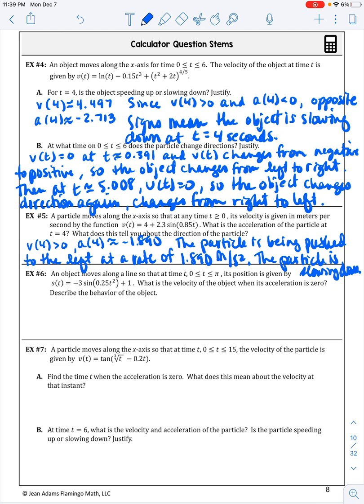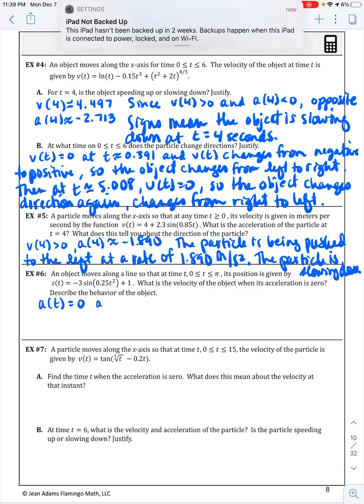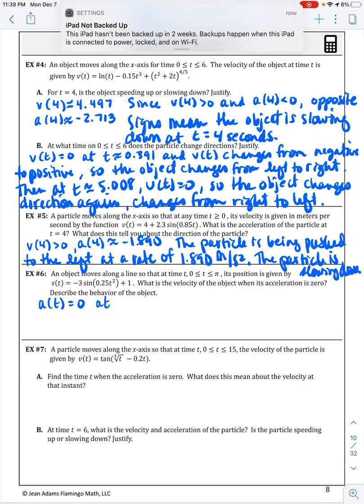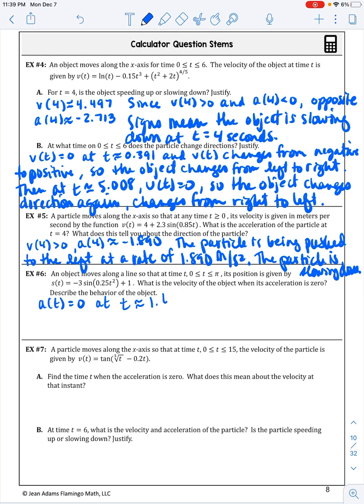An object moves along a line between 0 and pi. Its position is given by this. What is the velocity when the acceleration is 0? And so I need to know when. If I look at my graph, and I can go back to Desmos and show you, it's going to be at about t equals 1.617. If I take the velocity now, I would probably store this value in x and then find my v of x.